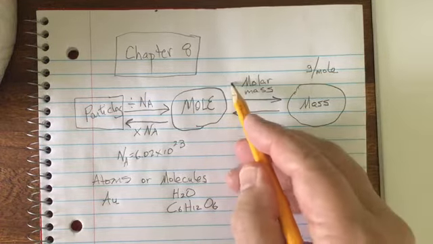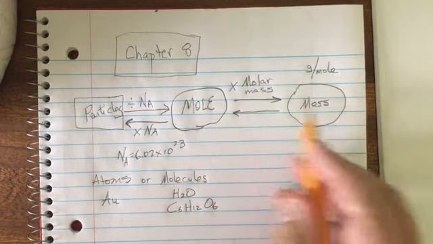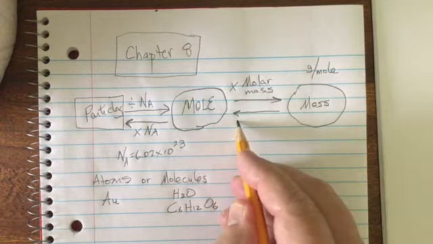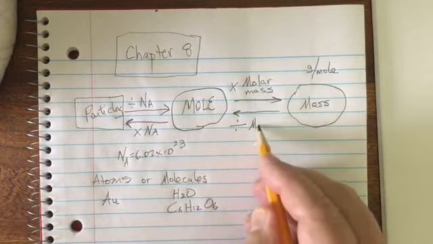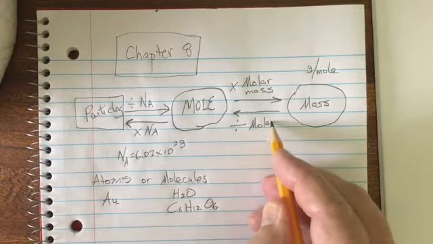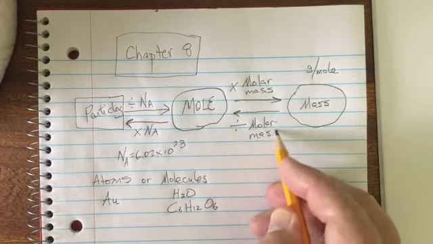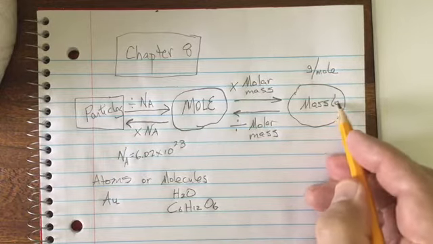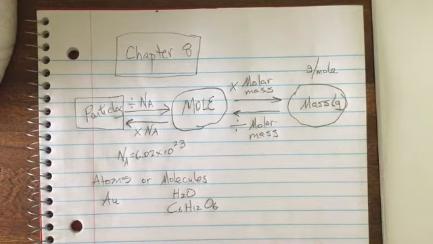I can multiply by the molar mass of any substance to get the mass of that substance, or I can divide by the molar mass. If I know the mass of any substance, I can divide by the molar mass, with the mass always in grams, to get the number of moles.